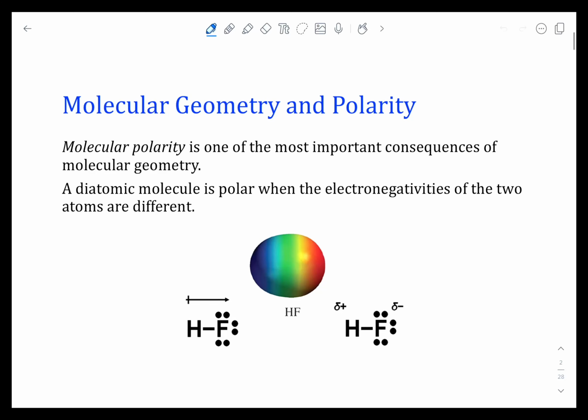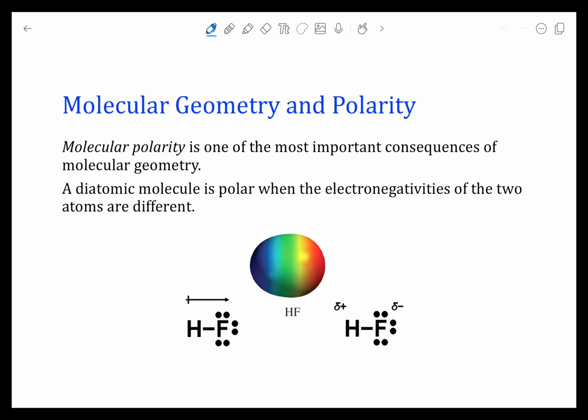We just learned about molecular geometries and how the shape of the molecule matters. Now, molecular polarity is one of the most important consequences of determining the molecular geometry. So let's look at a diatomic molecule. Here we have HF, hydrogen fluoride, or hydrofluoric acid.